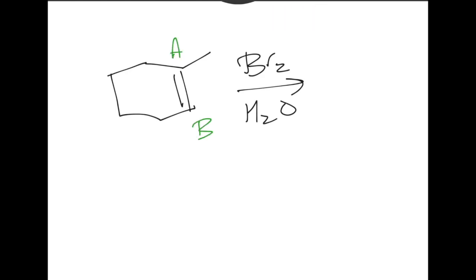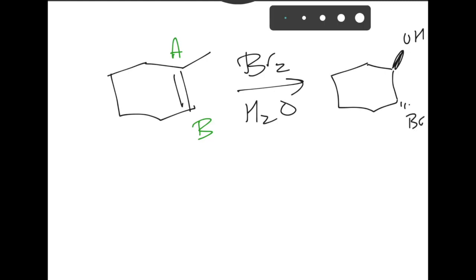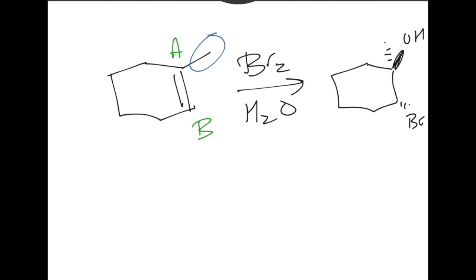Where's my oxygen going to go? A, right? And again, this is an anti-addition. So if my oxygen, let's say I put my oxygen up, that means the bromine has to be on the opposite side from that oxygen, so it's back. And then this methyl group right there, if my oxygen is up, the methyl group has to be back. So you still keep the two carbons in plane, a wedge and a dash.